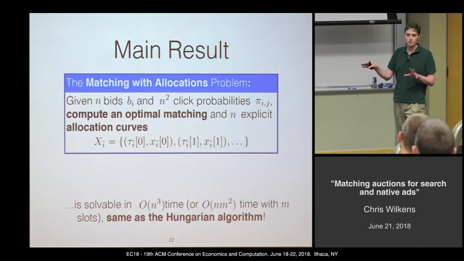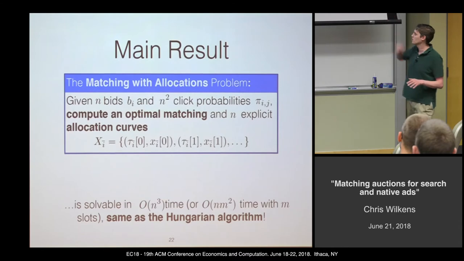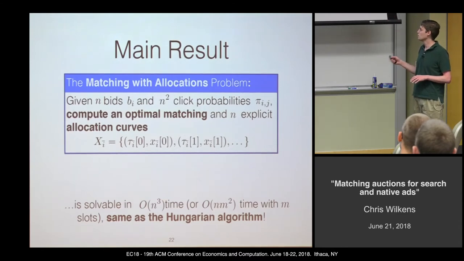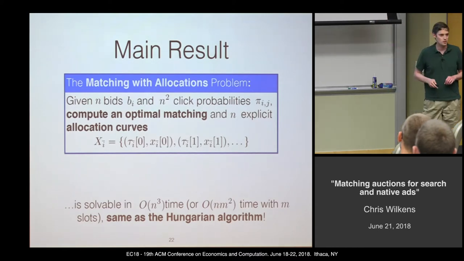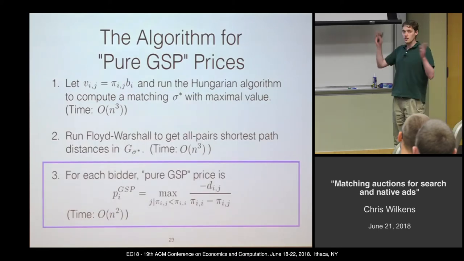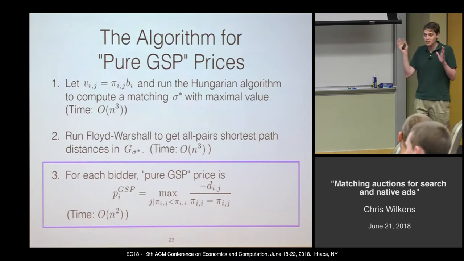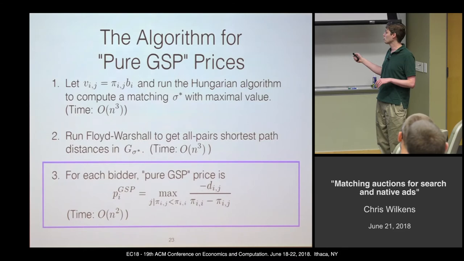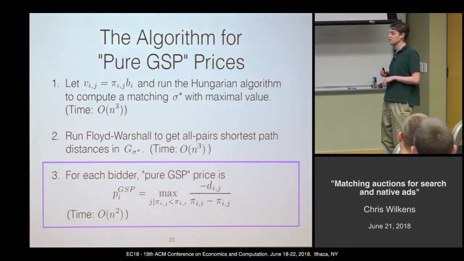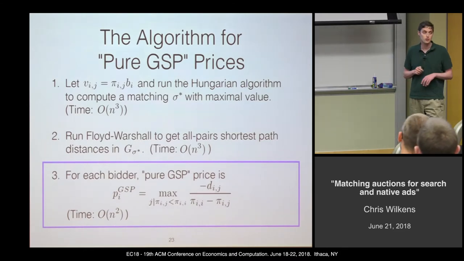We have fewer slots than ads. For simplicity, I just assumed they were all the same. If you only have m slots, you can do it in n m squared time. It's a standard version of the Hungarian algorithm and a simple modification of what I told you. Since I approached the problem by talking about GSP, if you really just want that pure GSP price, we can simplify it a little bit and get that GSP threshold simply as this max, instead of having to complete the whole allocation curve first.